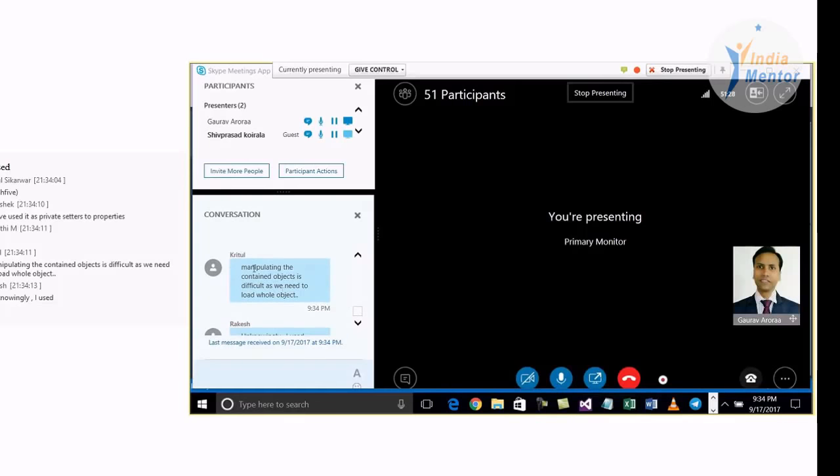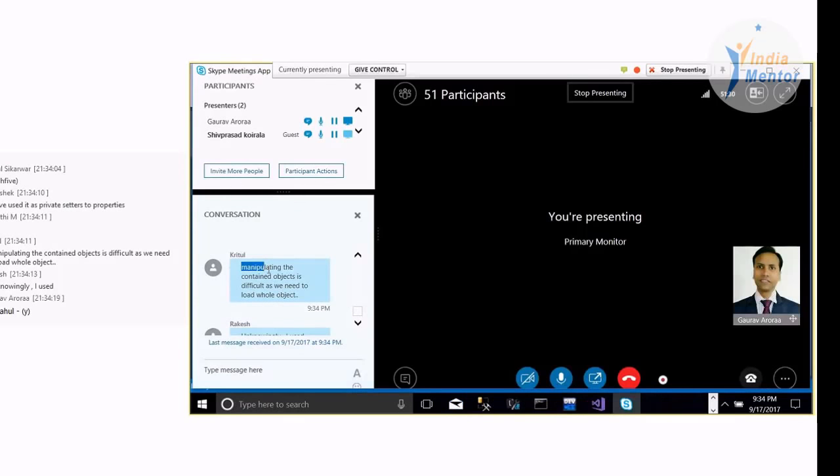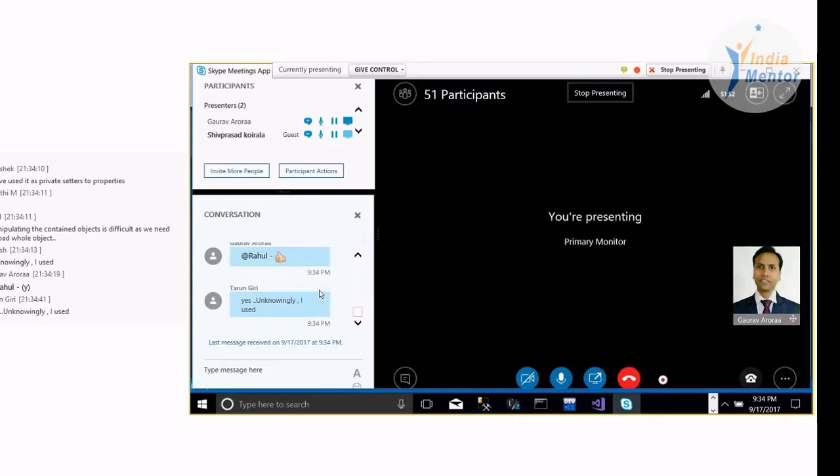Yes. So Kritul has made a very important point, and I did say that manipulating the contained object is difficult as we have to load the whole object. That is right. Manipulating the objects is difficult because now the complete logic is loaded on the root. So definitely the object becomes very complex. But then you have to respect the integrity, right? So if you want integrity, you will end up writing all the logic on the root. Okay. Let us go ahead with the next pattern.